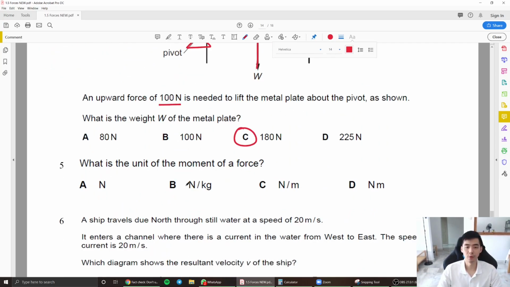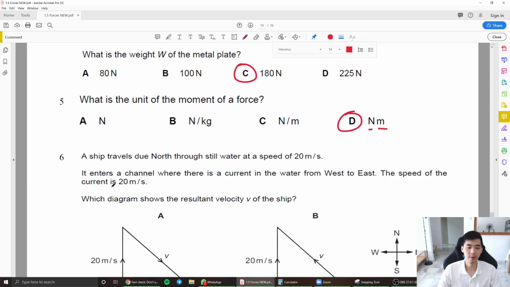What's the unit of moments of force? It is obviously going to be newton meter, because moment is force times distance, right?